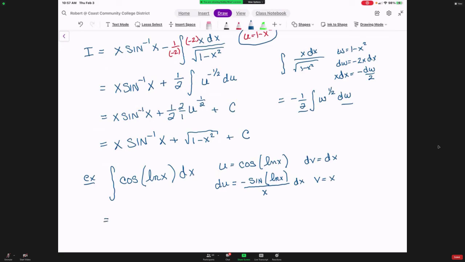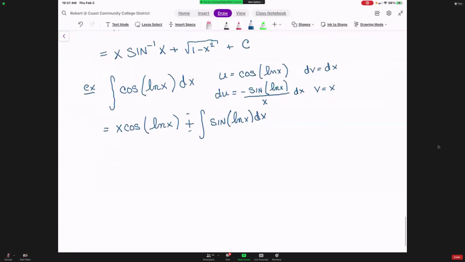So it's equal to uv, x cosine of the natural log of x, minus the integral. So there's going to be a minus minus. Maybe I should put minus minus just so we remember that's what happened. And then the x's are going to cancel and we're going to get the sine of this guy.